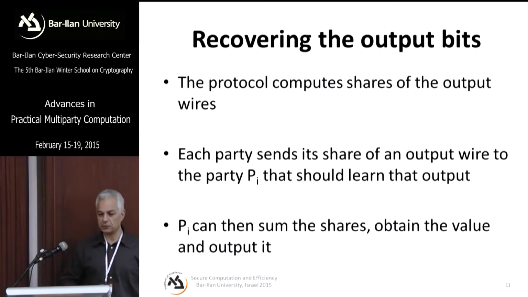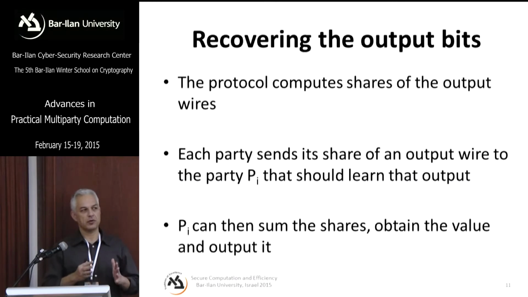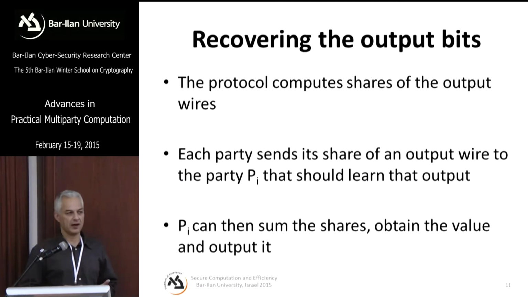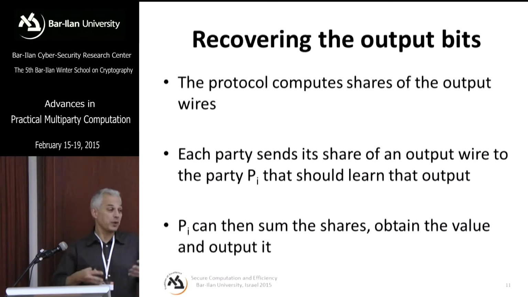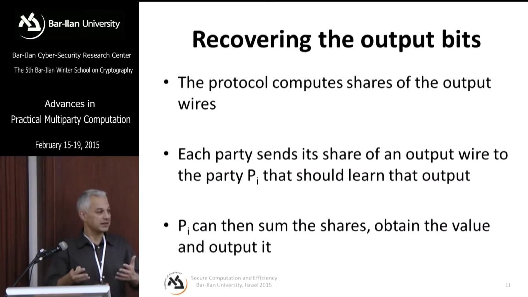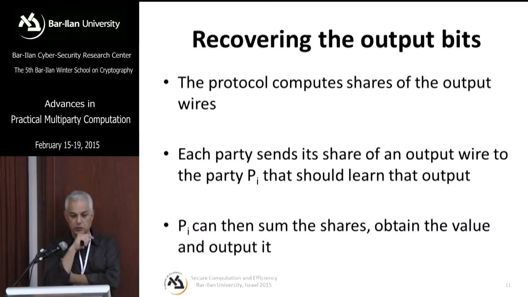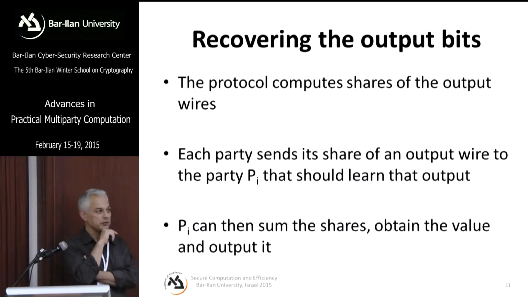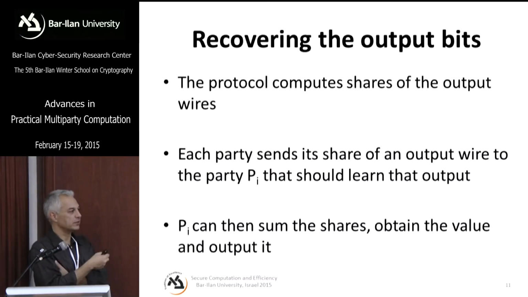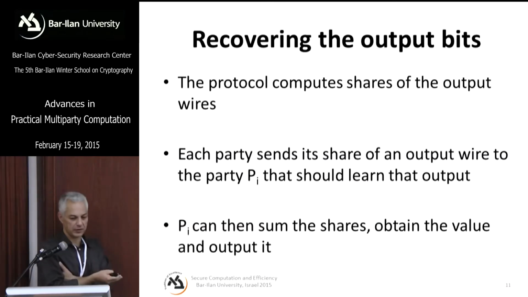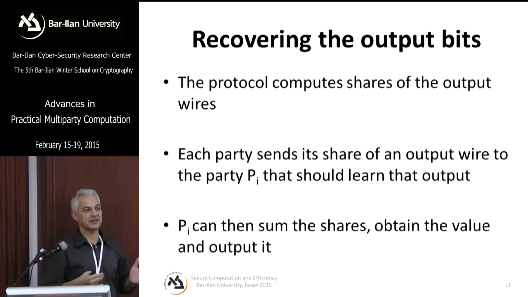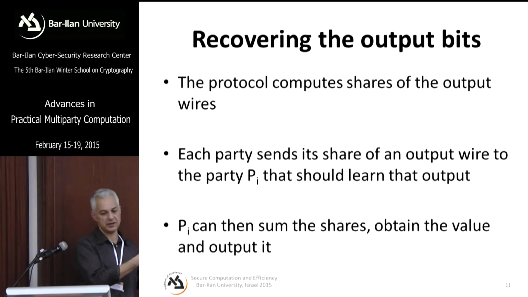Now, what about output bits? The protocol is going to compute shares for each wire of the circuit. In particular, at the end, it's going to compute shares for the output wires. And then if a certain output wire belongs to a certain party who should learn the output on that wire, then all parties are going to send their shares of that wire to that party, and he can just sum the shares and learn its output. So if we assume the parties are semi-honest, they just send him the shares, and that's it.